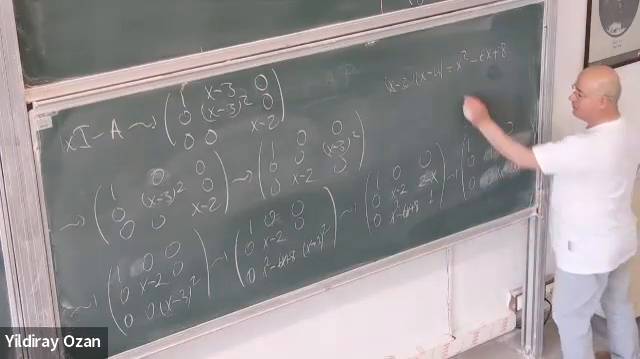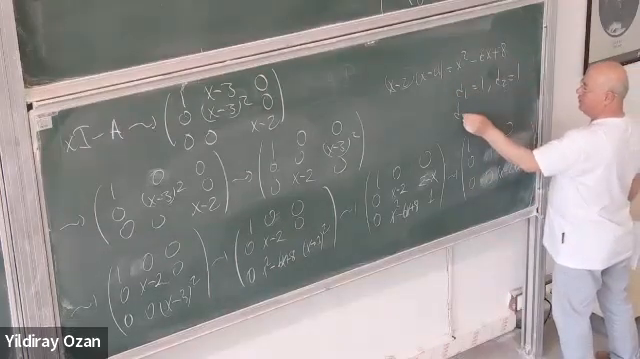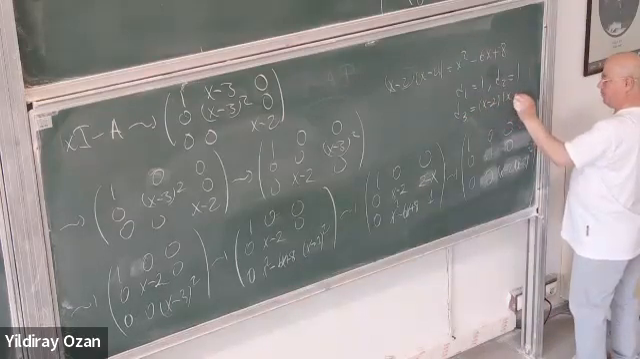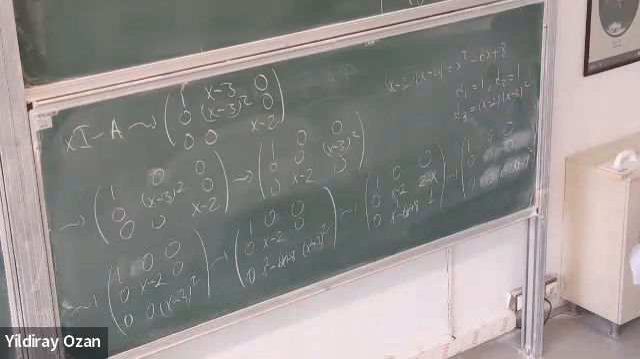So B1 is 1, B2 is 1, B3 the minimum polynomial, x minus 2, x minus 3 squared. Take this, this is the Jordan form for this matrix.